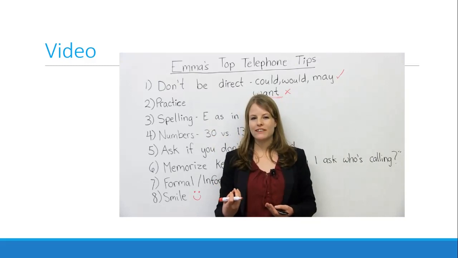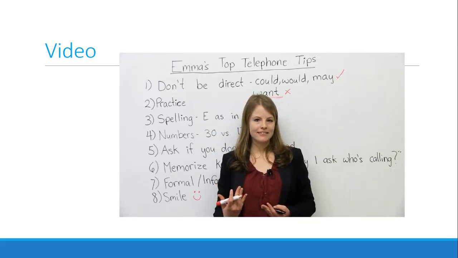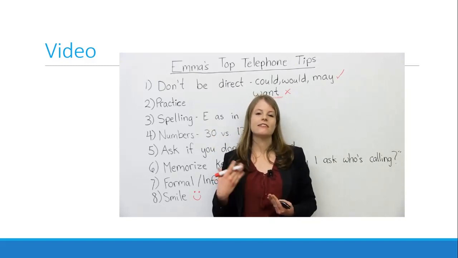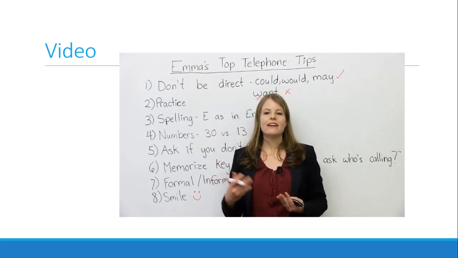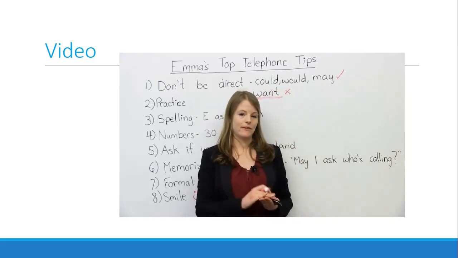So it's very important to be able to pronounce alphabet letters, A, B, C, D, E. So it's very important that you can say these letters correctly, and also that you know how to spell things out on the phone. So what do I mean by this?